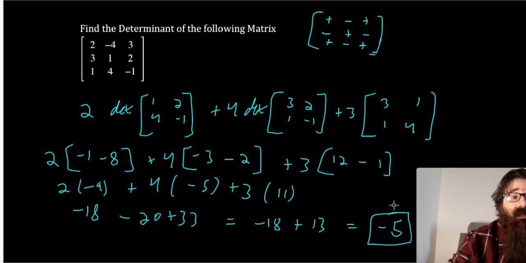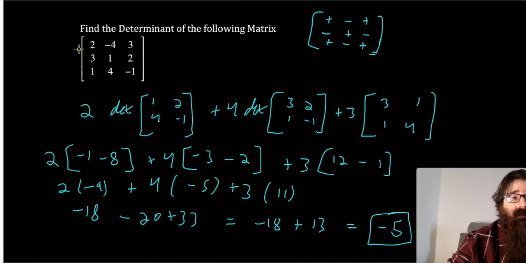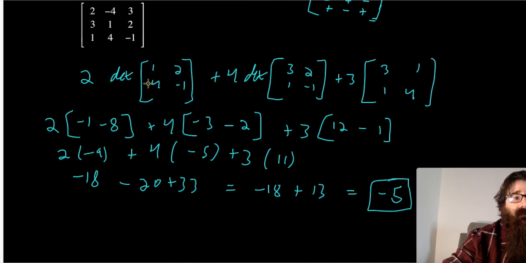But we're saying that we can do this cofactor expansion really however we'd like. It doesn't have to be across the top row. It can be across any row, or it can be down any column. So let's take a look at what do you want to do?